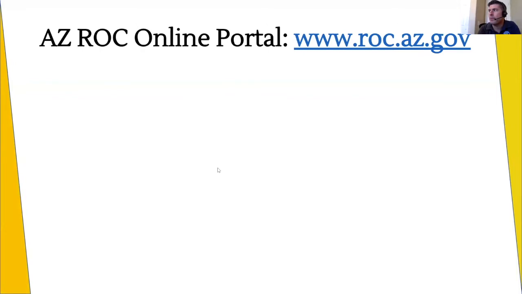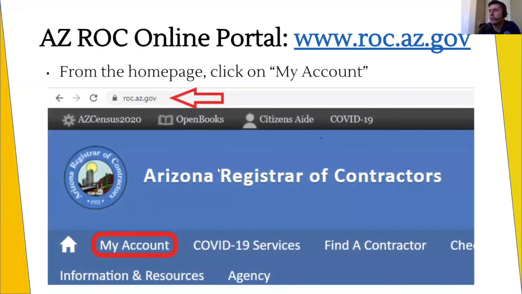So the portal itself is found on our website, roc.az.gov. So this is the screenshot of our website. And that very first tab next to the home button is My Account. That's where you're going to go to create your portal login. And then once you have your login created, you're going to set up your entity there, and that's where you can submit applications. And then once you have a license, make any changes to that license.